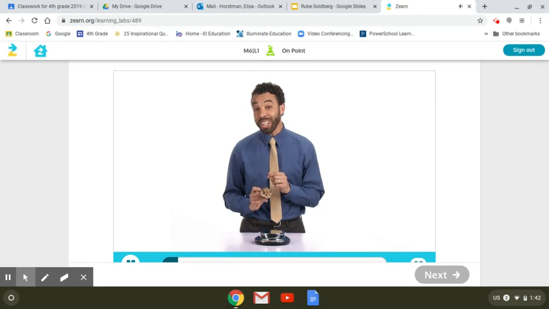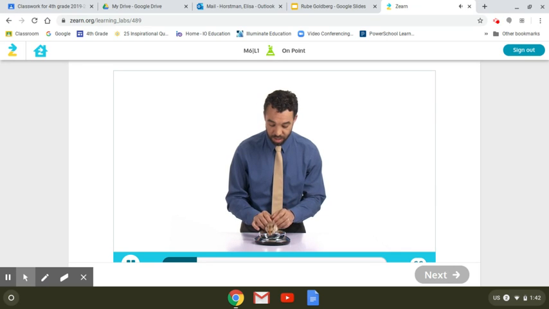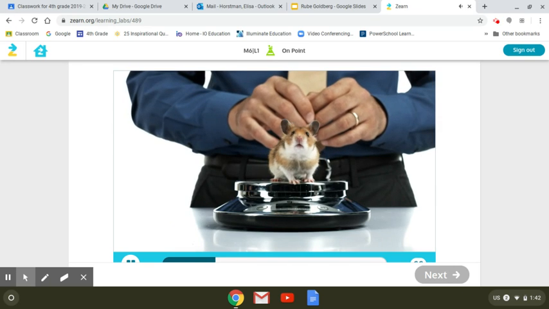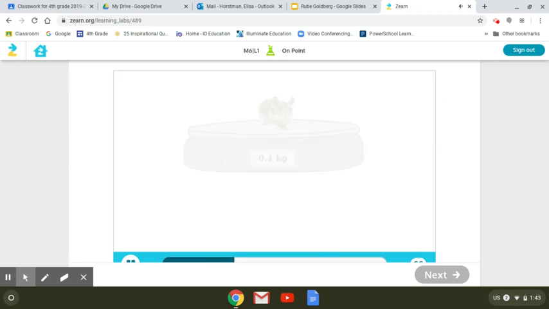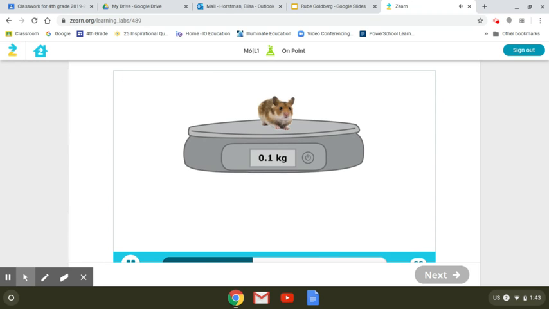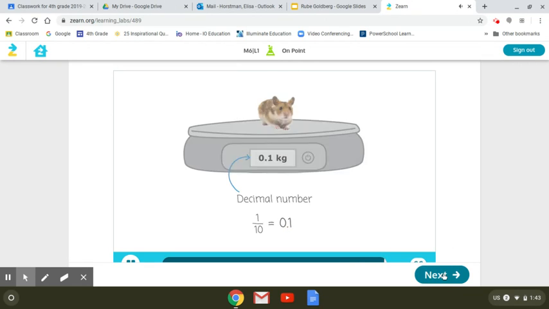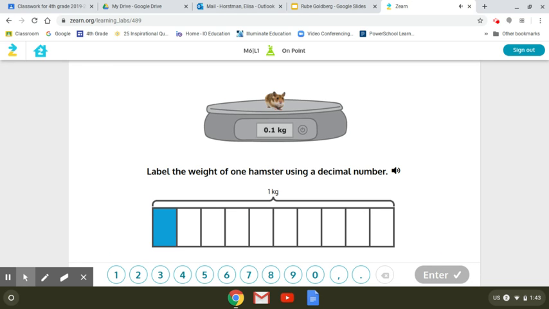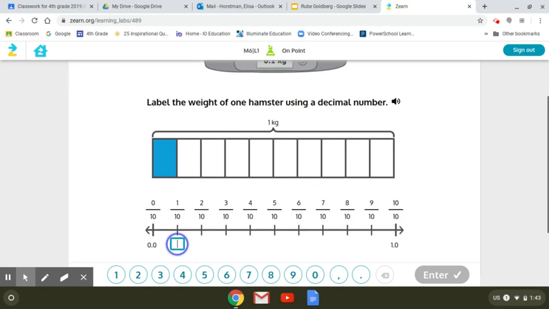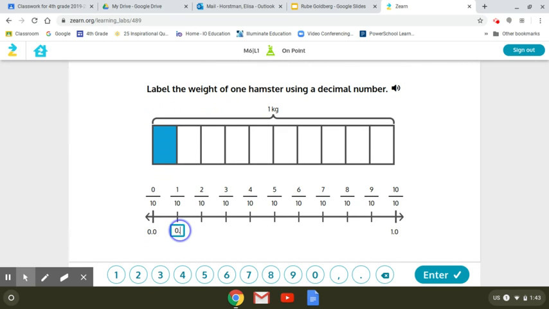Now let's see what this looks like on the scale. The scale says that one hamster weighs 0.1 kilogram. This is a decimal number. We read this decimal number as 1/10, just like the fraction 1/10. The decimal form is written as 0.1. The dot in a decimal number is called a decimal point. So label the weight of one hamster using a decimal number. So this would be 0.1.